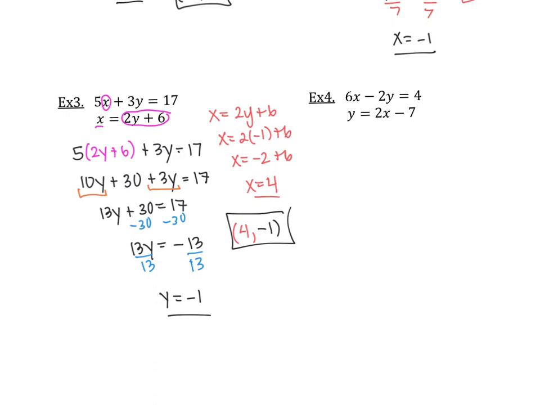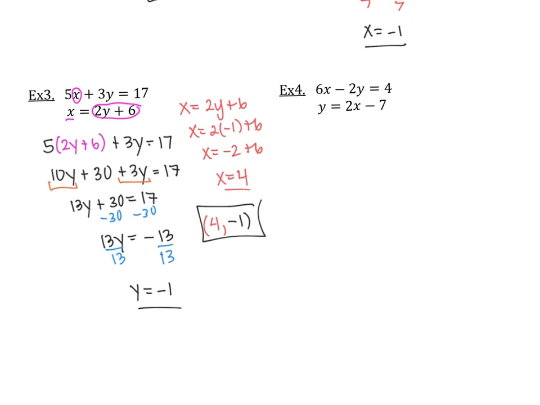Okay, last example, and then you're going to practice some on your own. Example 4 says 6x minus 2y equals 4, y equals 2x minus 7. The equation that says y equals or x equals is the second one. It says y equals this. So in the other equation where the y is, I can substitute in 2x minus 7. I'm going to go ahead and distribute. Distribute carefully because there is a -2.